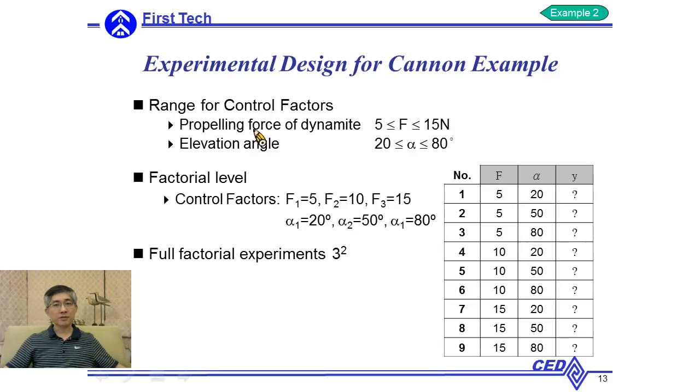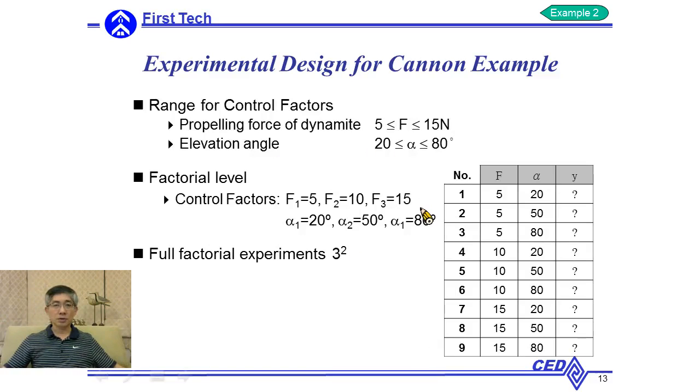For the propelling force of dynamite, we assume the range to be between 5 to 15, and the elevation angle to be between 20 and 80 degrees. Here we are using 3 levels for each factor, since we are not sure whether this system is a linear, monotonic, or nonlinear system. So we play safe and first assume each factor has 3 levels. Factor F1 is 5, F2 is 10, F3 is 15. And for alpha, there are 3 possible selections: 20 degree, 50 degree, and 80 degree.